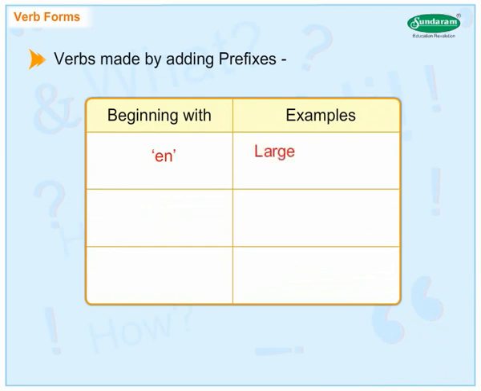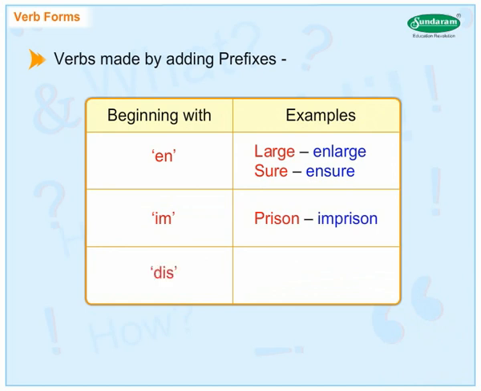Verbs made by adding prefixes. Beginning with en. Examples: large, enlarge. Sure, ensure. Beginning with im. Examples: prison, imprison. Beginning with dis. Examples: robe, disrobe. Band, disband.